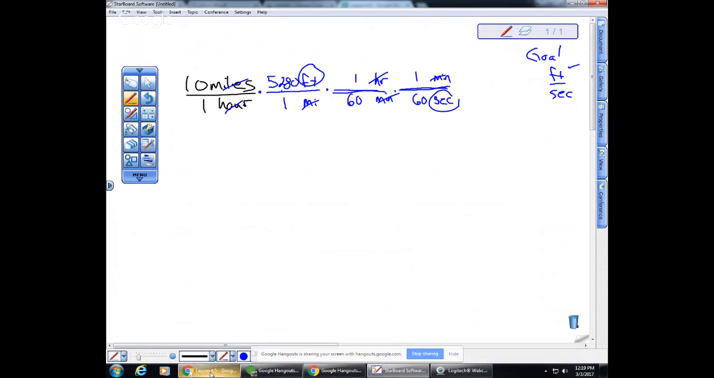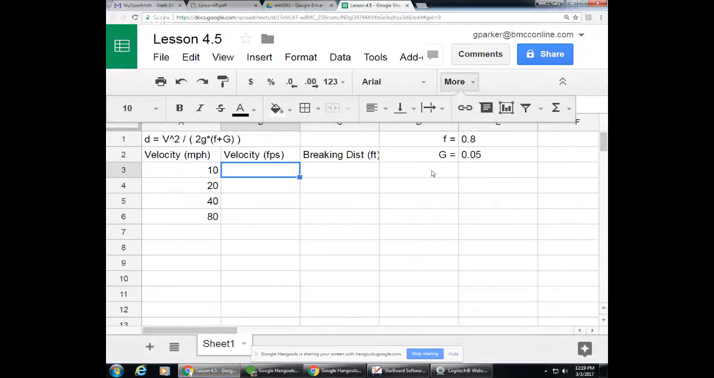So let's ask Google what that is. Off to the side here, I can write convert, and we're going to take, for example, 10 times 5,280, divide it by 60, and divide it by 60 again. That tells me 10 miles per hour is about 14 to 15 feet per second.